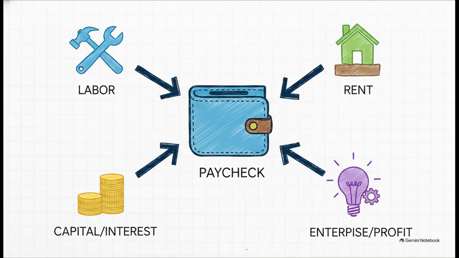You provide labor, you get wages. You own land, you get rent. Supply capital, and you earn interest. Run an enterprise, and you take home profits. Crucially, the size of that paycheck is determined in the market by good old supply and demand. If your specific skills are in really high demand but short supply, your wages, and therefore your purchasing power, go right up.